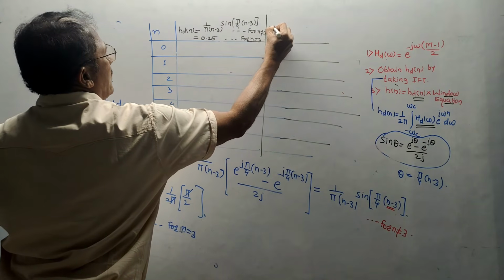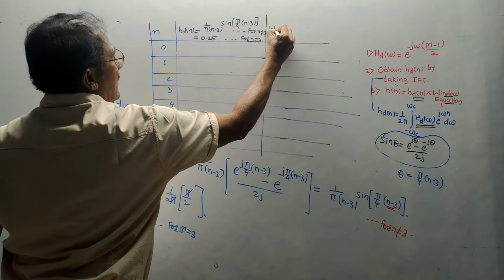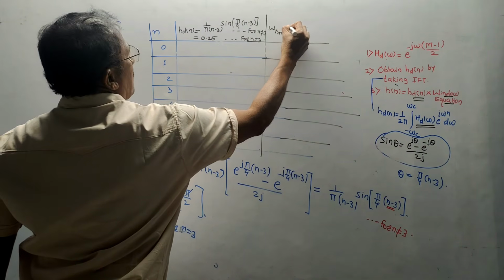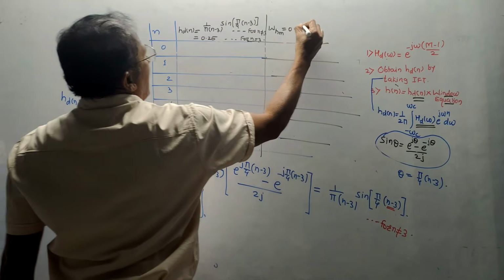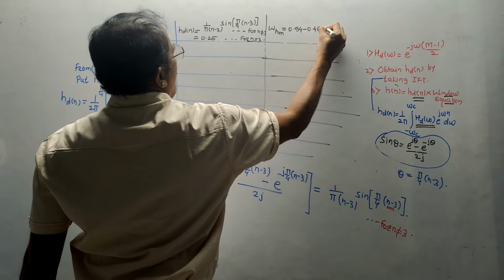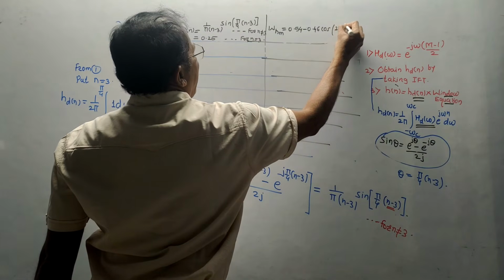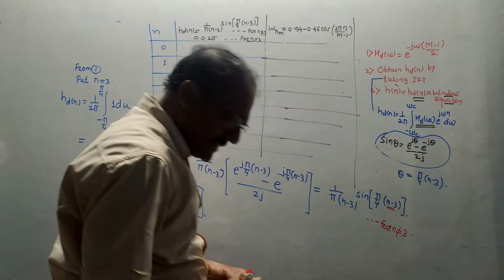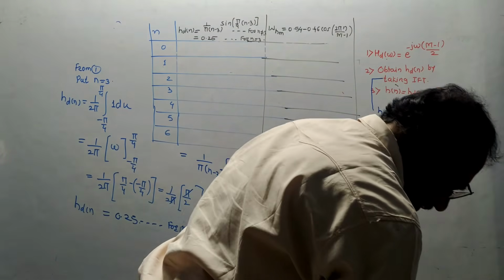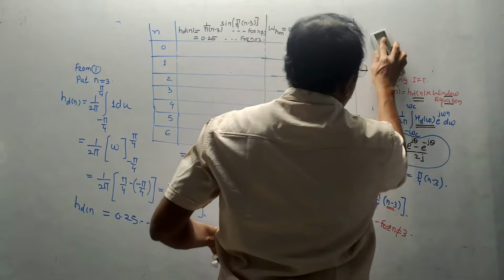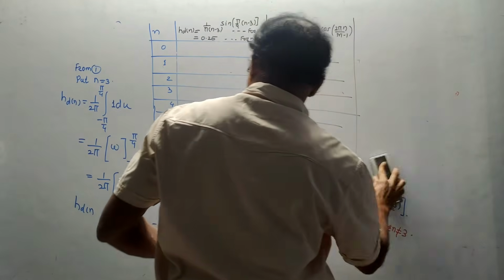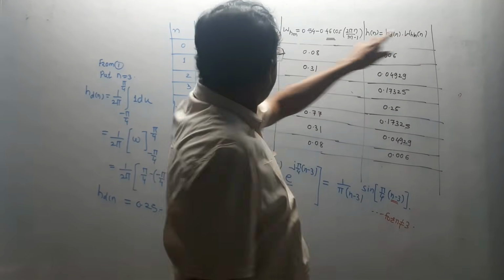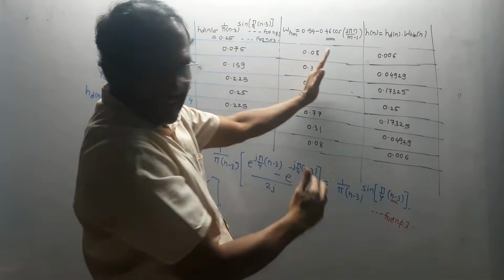Next column is here: you need to write the formula for the Hamming window, notation is WH of n, and this formula is 0.54 minus 0.46 cos of 2 pi n upon m minus 1. Now in this case, the last column will be different. That last column will be H of n equals hd of n into WH of n. That is the multiplication of these two columns, the second and third column.